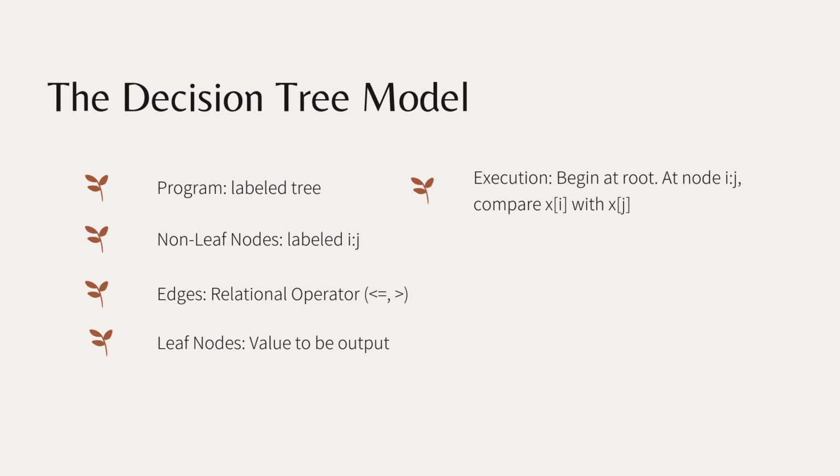The edges in this tree, we will use a relational operator, such as less than or equal to or greater than. And finally, the leaf nodes of this tree will be the output. In this case, it will be some kind of permutation of that input array. The execution of this program will begin at the root, and we will go down the tree. At each node i and j, we'll compare element i to element j in that array.